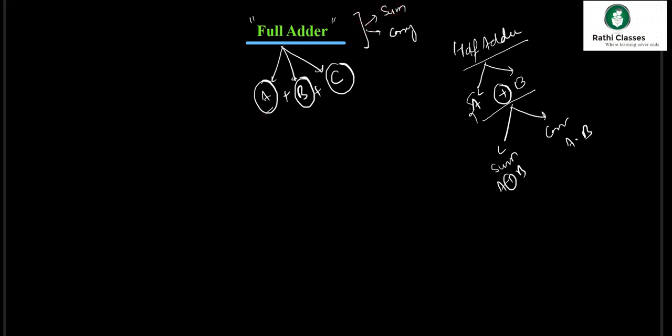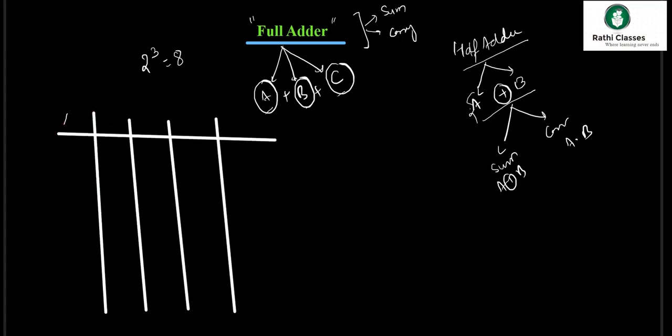So as I see the total number of inputs are 3, so my cases will be 2 power 3, that is 8. Let me take all 8 cases. So say this is my input A, this is my input B, this is my input C, and this is my output sum, and this is my output carry. So the cases would be something like this: all zeros, 0 0 1, 0 1 0, 0 1 1, 1 0 0, 1 0 1, 1 1 0 and 1 1 1.